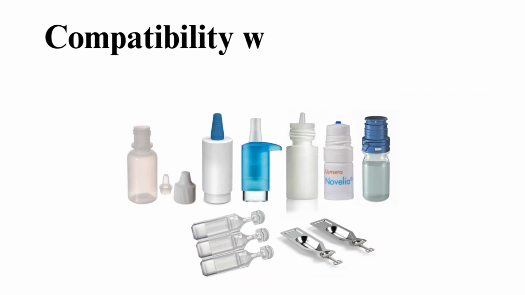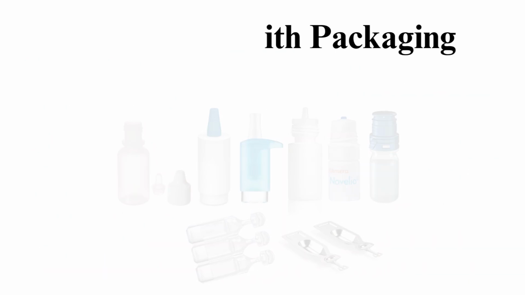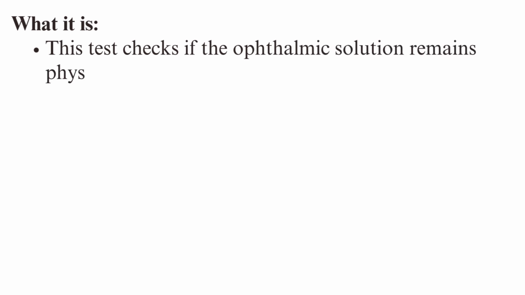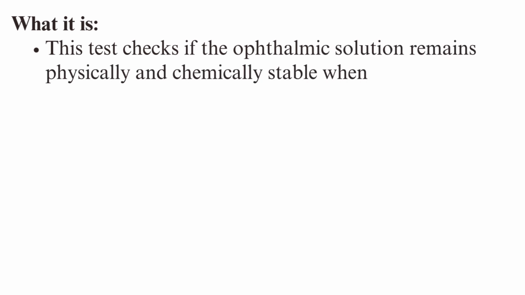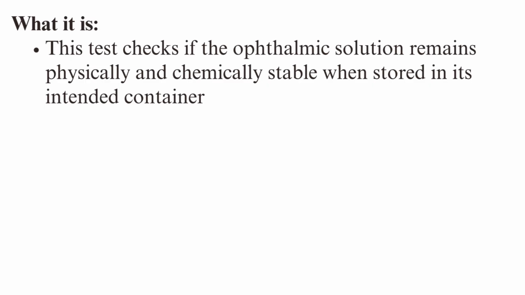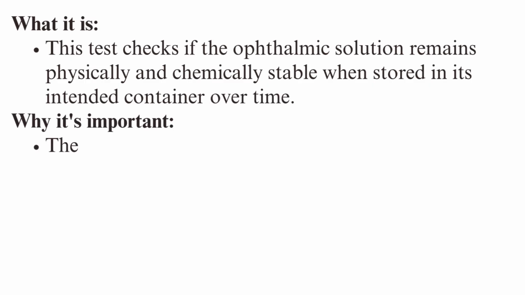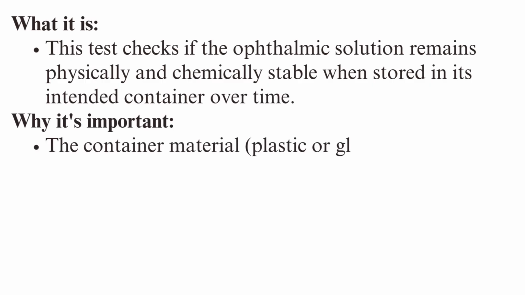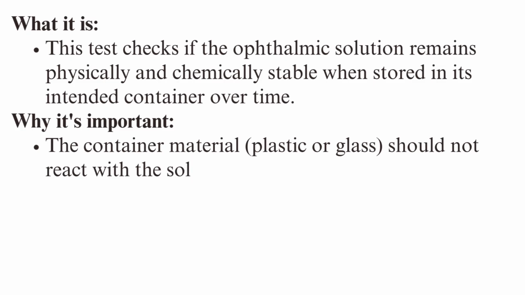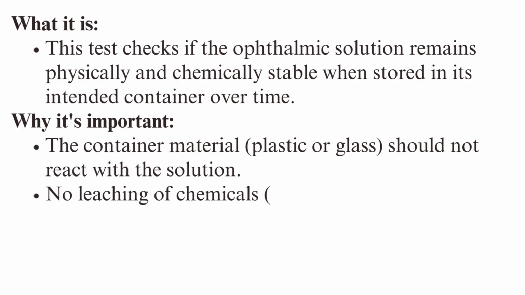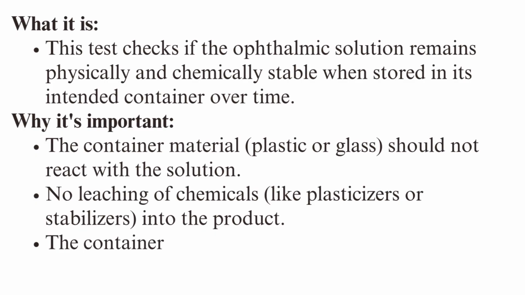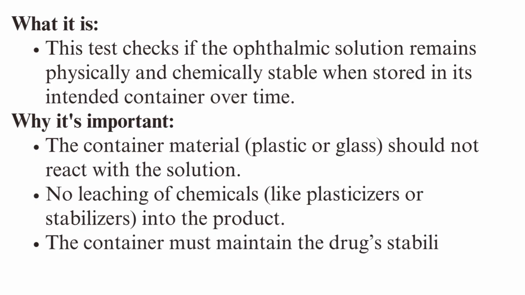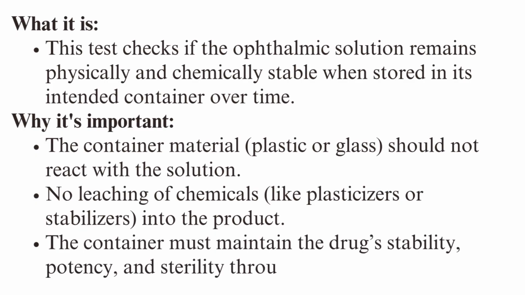10. Compatibility with packaging. What it is: this test checks if the ophthalmic solution remains physically and chemically stable when stored in its intended container over time. Why it's important: the container material, plastic or glass, should not react with the solution. No leaching of chemicals, like plasticizers or stabilizers, into the product. The container must maintain the drug stability, potency, and sterility throughout its shelf life.